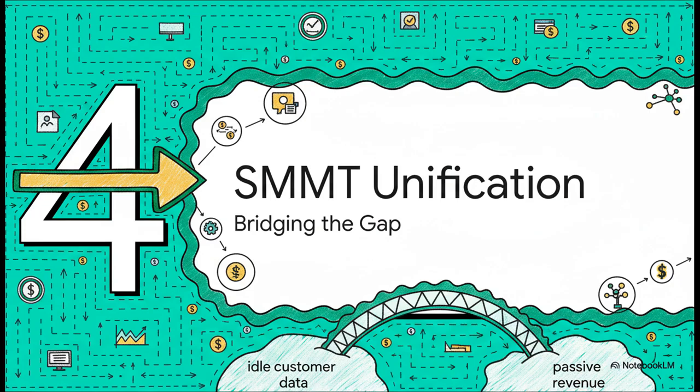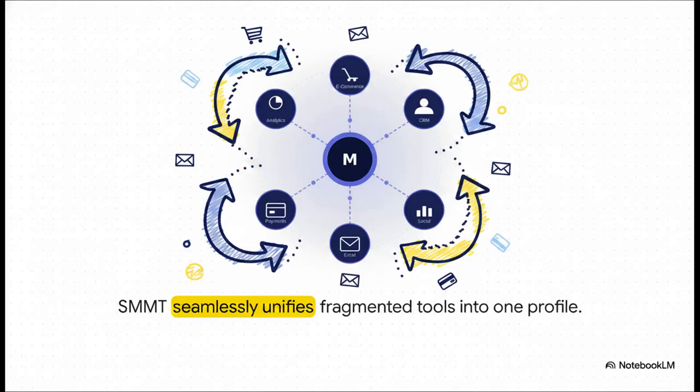Enter SMMT unification. SMMT serves as the ultimate bridge across all this chaos. It seamlessly connects to your existing tools. Whether your business runs on Shopify, WooCommerce, MailChimp, or Salesforce, SMMT pulls all that fragmented data, your e-commerce, your email, your social, your analytics, and completely consolidates it into a single, highly intelligent customer profile.